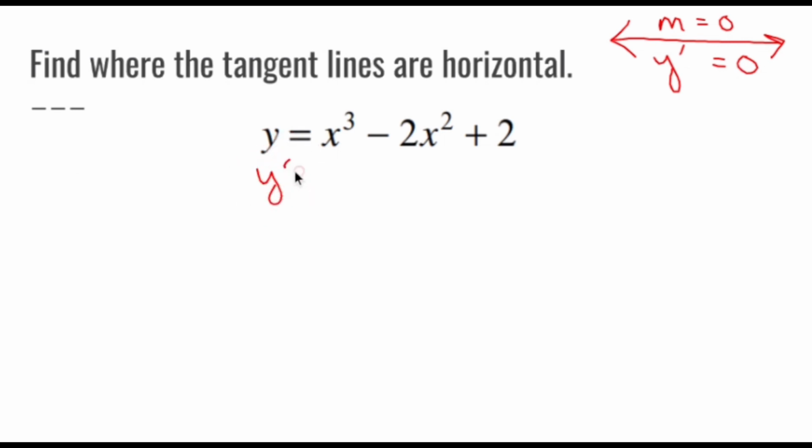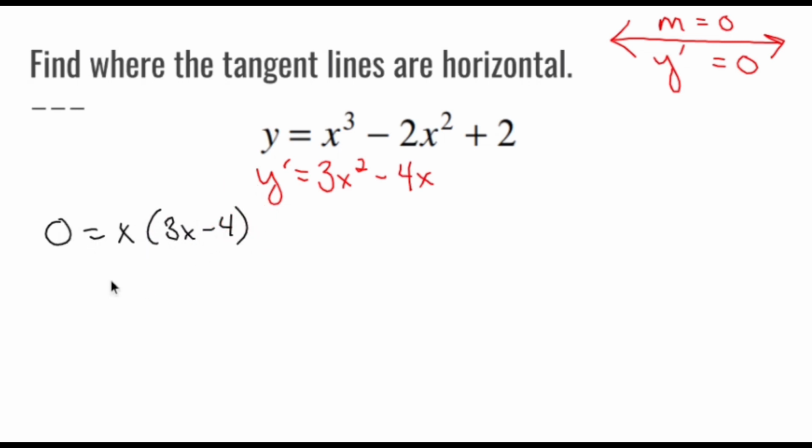Y prime is going to be drop that 3 down, drop the 3 to x squared, minus 2 times 2, which I think is 4, and drop that squared down to a single x, and the 2 just goes away. Now what I need to do is I need to set that y prime equal to 0, so I'm going to bring that over here, and I'm going to factor that guy out, which only has me pulling out the x and nothing else. So I have 3x minus 4.